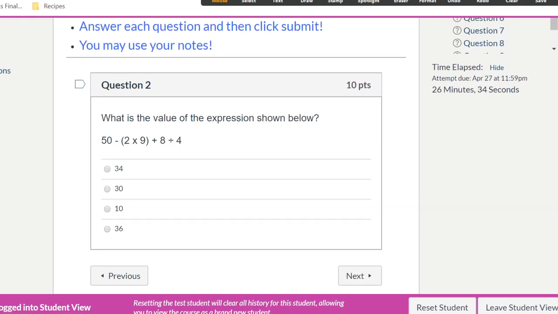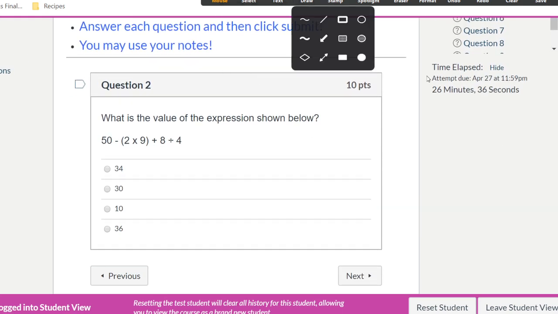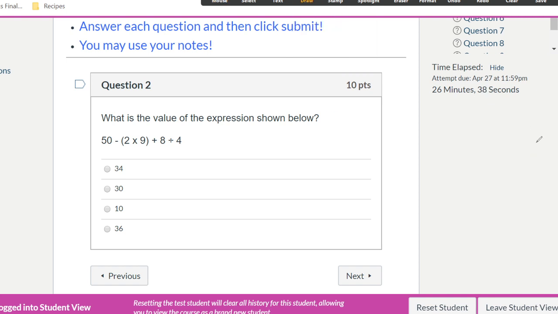Our next question says, what is the value of the expression shown below? Same as before, except this time the expression is not right inside the question part. It's just written in a separate part. 50 minus 2 times 9 plus 8 divided by 4. And we're going to write out our steps. PEMDAS.